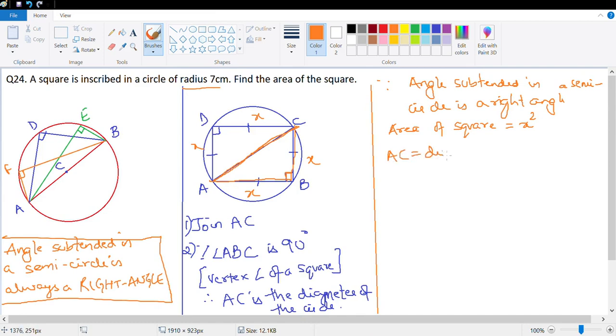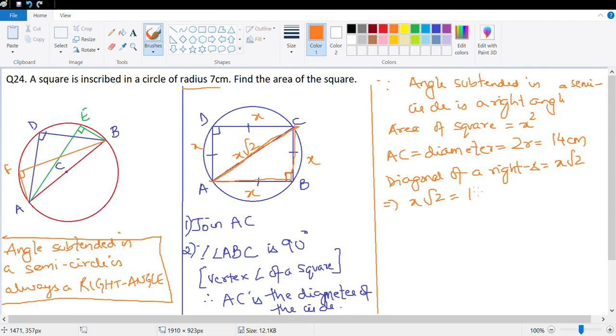So AC is equal to the diameter, which is 2 times the radius, which is 14 centimeter. We know the diagonal of a square is x root 2. Again, using Pythagoras theorem, the diagonal is x root 2. In this case, x root 2 is equal to 14 centimeter, which means x is equal to 14 upon root 2 centimeter. Area of square would be equal to x square.